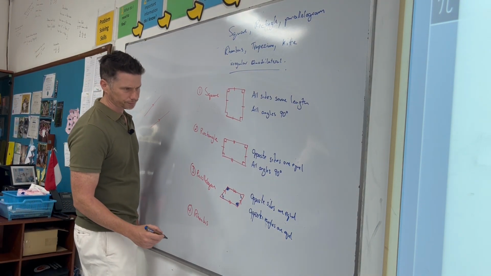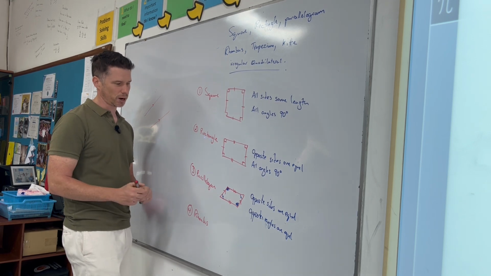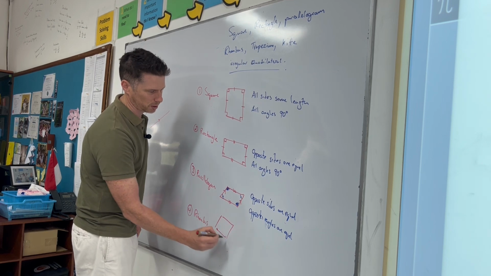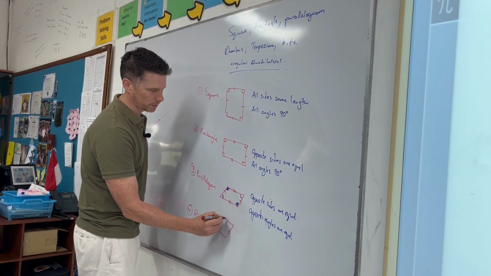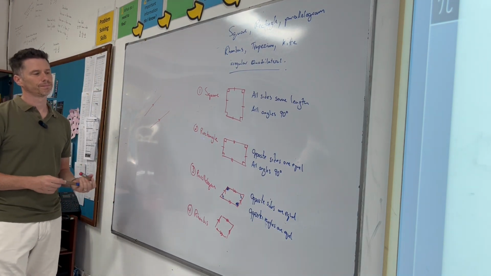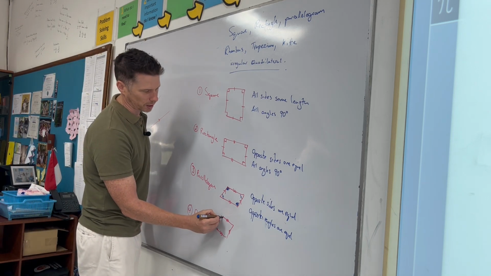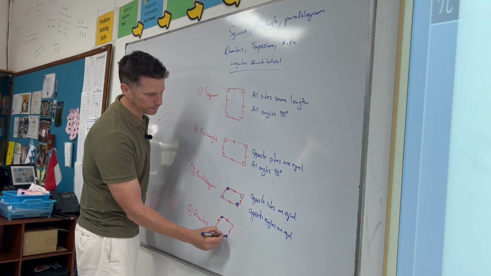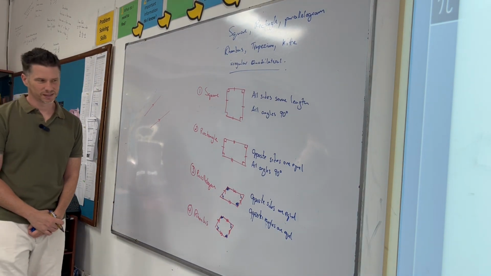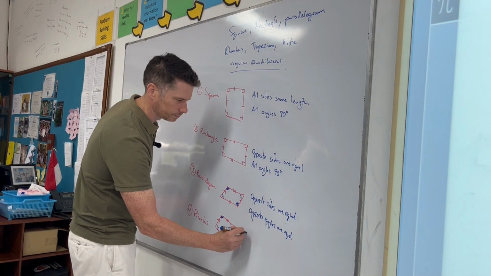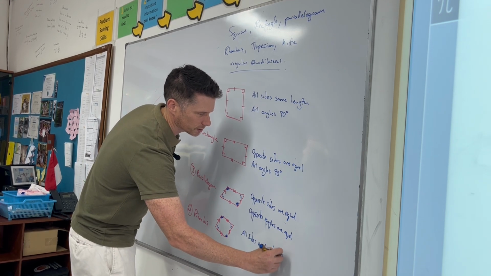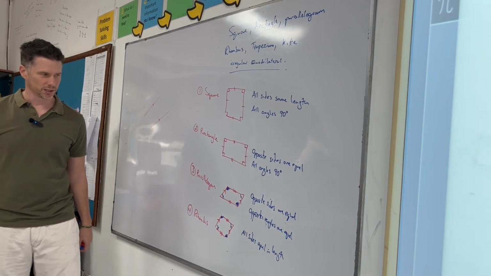So for the rhombus, it's a square pushed out of shape. So all these sides are the same length. Try and draw it a bit better. They're all the same length. The only difference with a parallelogram is that the opposite sides are not the same length. That's the difference. All sides are equal in length. The same thing, opposite angles are equal in this as well.